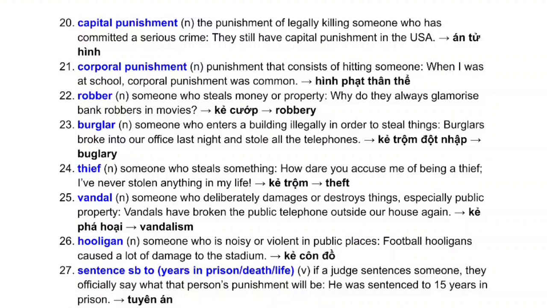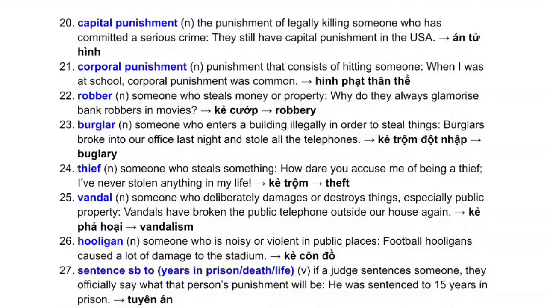23. Burglar. Burglar is someone who enters a building illegally in order to steal things. Example: burglars broke into our office last night and stole all the telephones. And the crime of being a burglar is burglary.